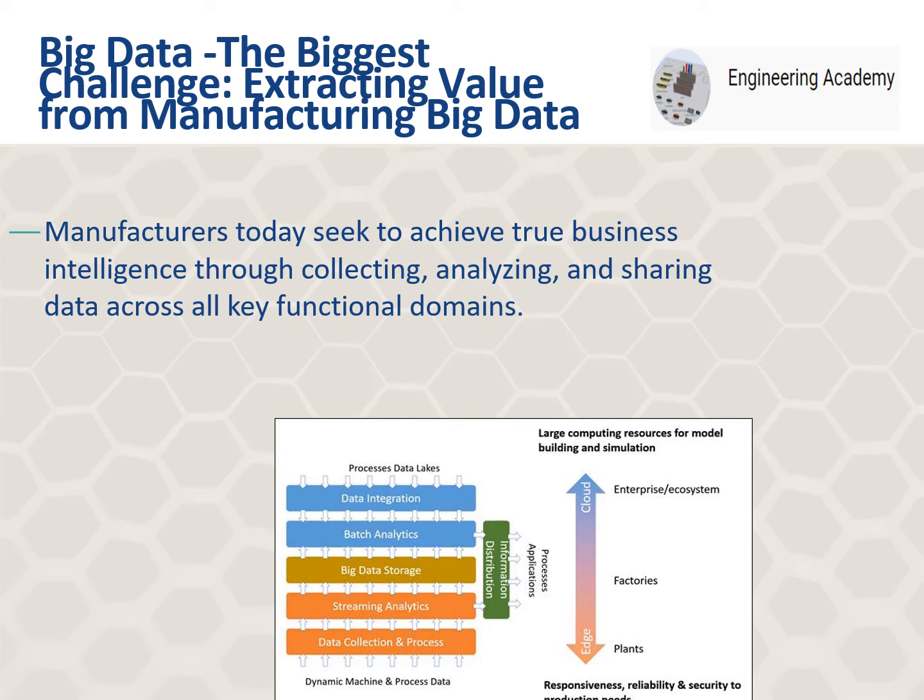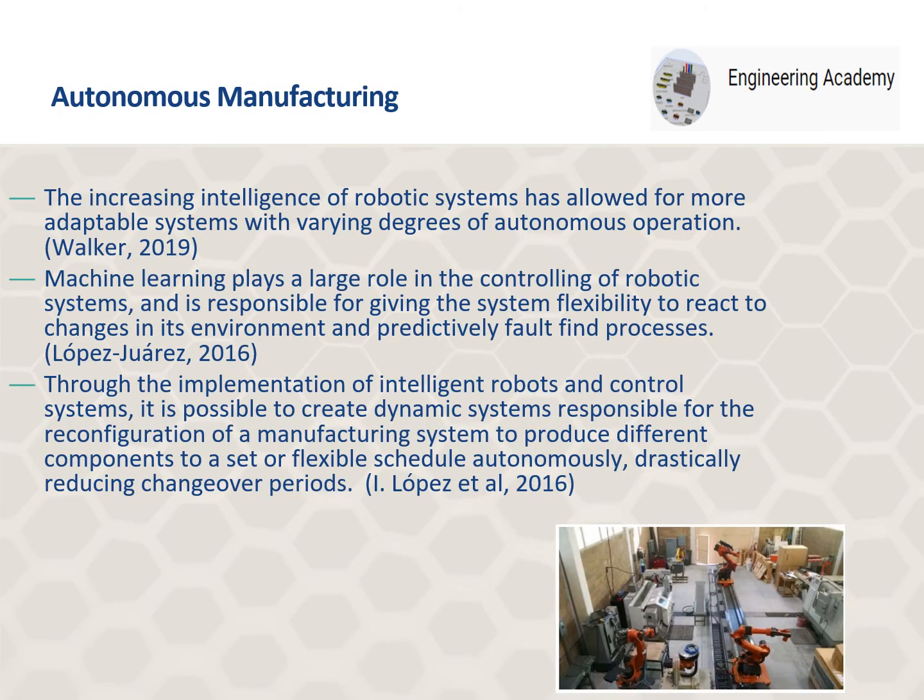There are a lot of university courses designed just to look at collecting, managing, and working out trends from this big data. Moving on, autonomous manufacturing: the increased intelligence of robotic systems allowed for more adaptive systems with varying degrees of automation. A little thing here: when the first robots came out, everybody who could afford a robot would buy them because they were the answer to every problem.